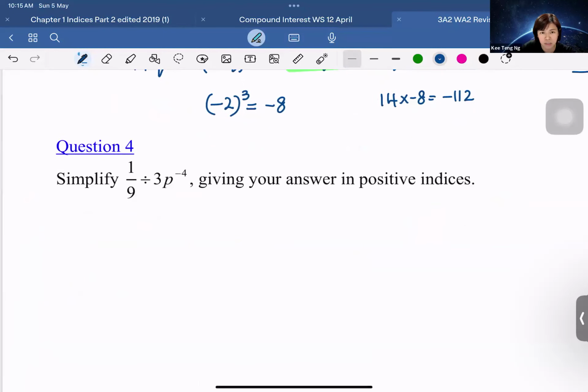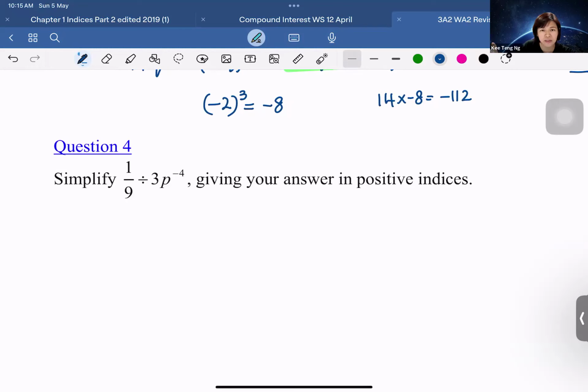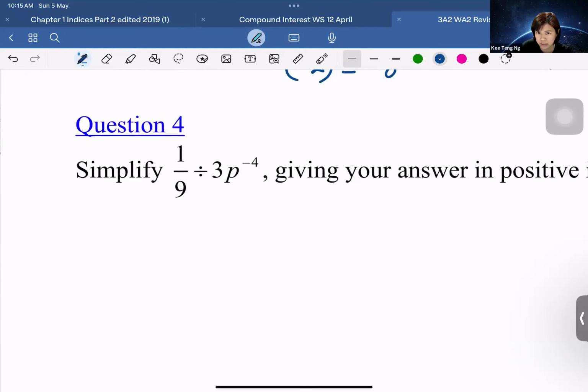Next question. Now, simplify the following, giving answer in positive indices. Now, I purposely chose this question because of the confusing portion that students might face with negative power. Observe very carefully in this question. This negative power 4 is only for... is it for 3? Is it for P? Or is it for 3P? Notice there are no brackets over here, right? So this power negative 4 is simply only for P itself.